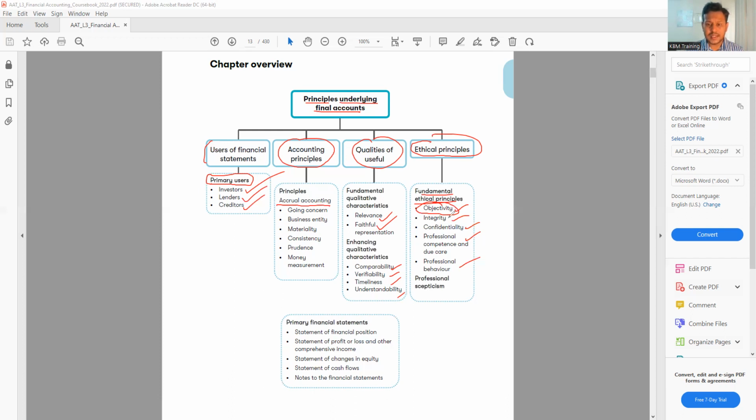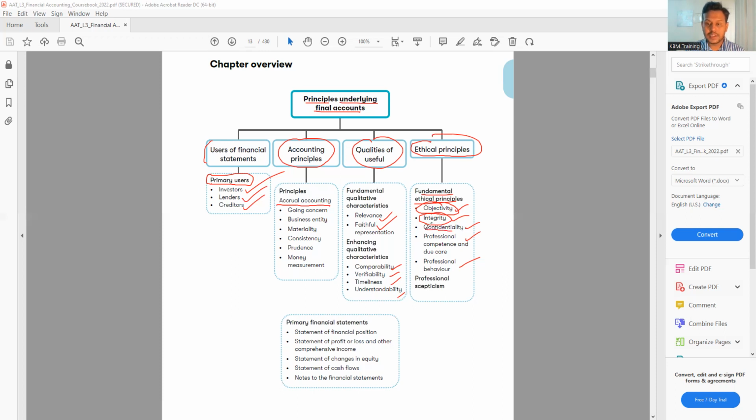The next one is integrity. Integrity represents honesty. We have to be honest. For example, if the client asks you how much the charge will be for this, you have to be very transparent and explain everything. So you need to be honest to your client. Integrity represents honesty.